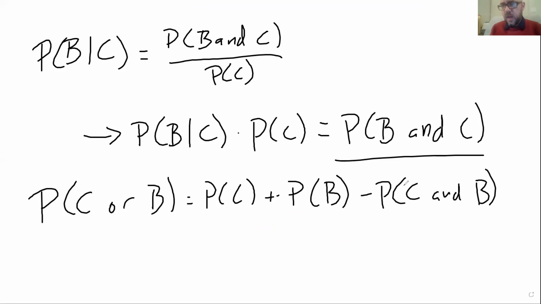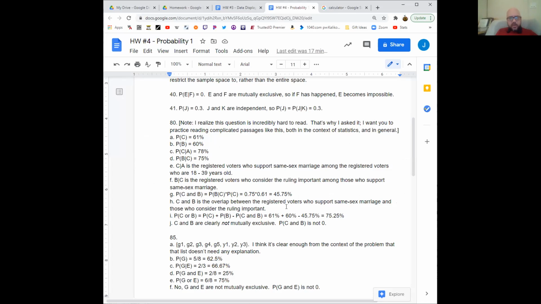Although I've written it in the opposite order, the probability of C and B and B and C are exactly the same. Same thing for OR, by the way. B or C and C or B, totally the same thing. So we just have to find out what these things are and then add them up. The probability of C we've got, the probability of B we've got, and the probability of C and B we've got. So we just add these two up and subtract that one. You can see that we've got 61% plus 60% minus 45.75% for this, so 75.25% is what we end up with.